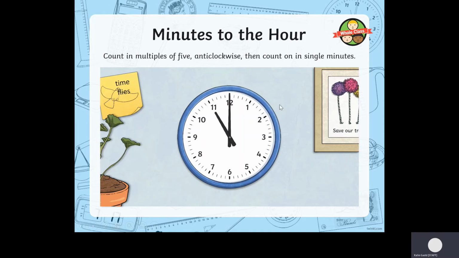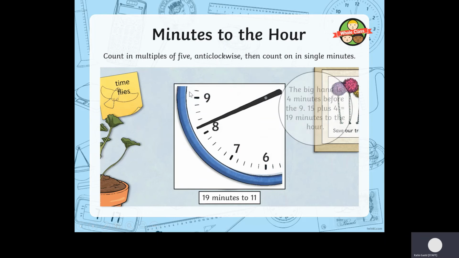Okay, let's have a look at another example. So the hour hand is between the 10 and the 11. So we know it's not 11 o'clock yet. So let's count in multiples of 5. 5, 10, 15, and then in ones, 16, 17, 18, 19. It's 19 minutes until 11. 19 minutes to 11. The big hand is 4 minutes before the 9. So 15 plus 4 equals 19 minutes to the hour.